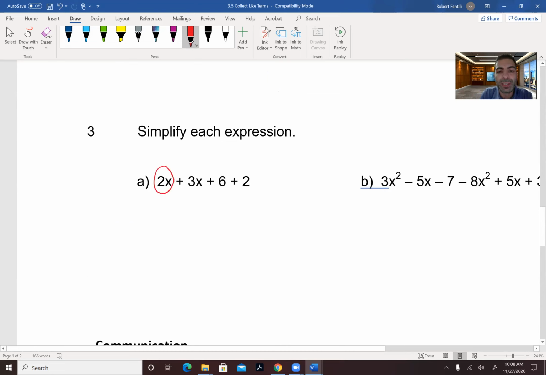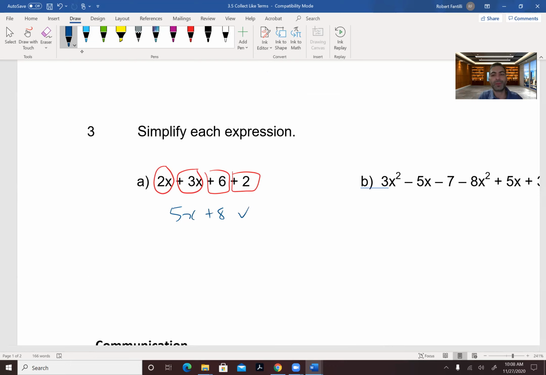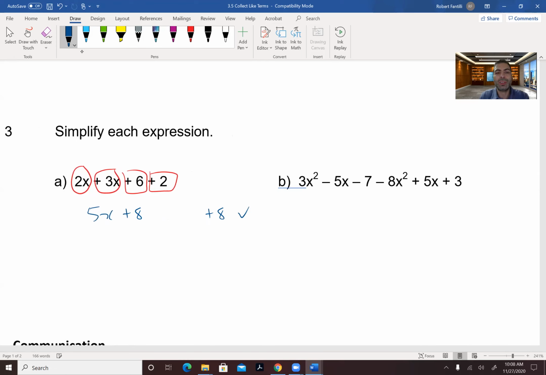I've got a 2x and a positive 3x, and then I have a positive 6 and a positive 2. 2x plus positive 3x is 5x, and 6 plus 2 is 8. Done. Can't go any further. This one's a little bit longer.